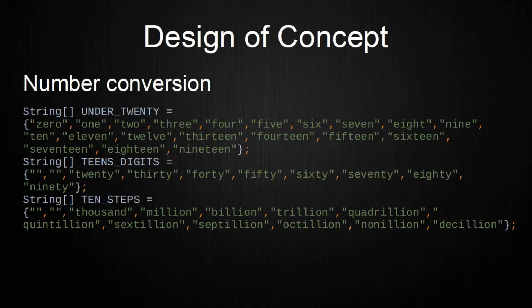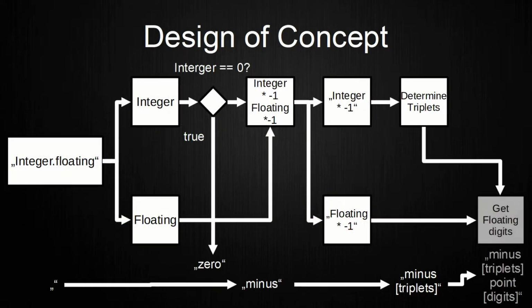These arrays are accessed by taking the single triplet digits and using multiple if statements to find the correct words. The last step is to add the floating point numbers. Here I decided that every digit behind the comma should be named individually without any grouping. One example is the number 3.14. Instead of saying 3.14, the algorithm converts this number to 3 point 1 4.